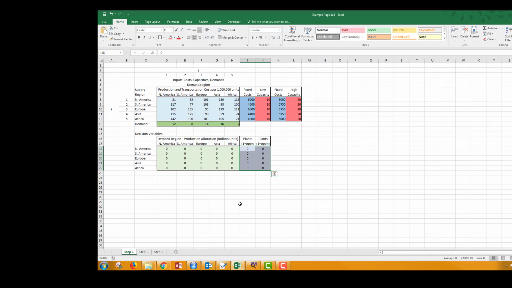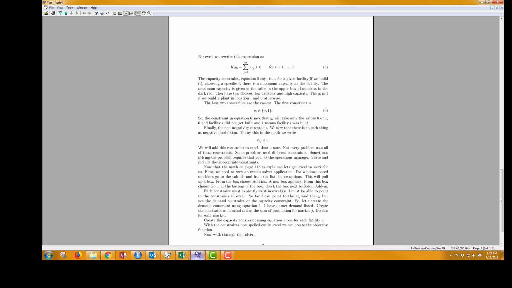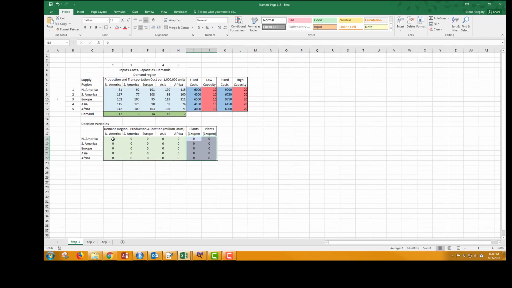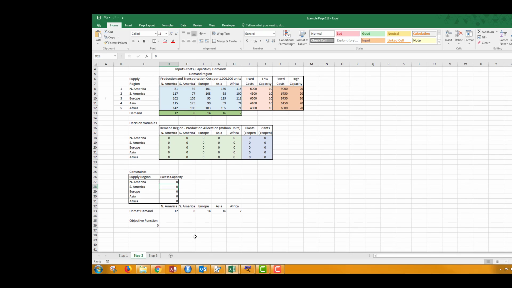Finally, the non-negativity constraints, given over here as x sub ij greater than or equal to 0. We add this constraint to Excel and have done so already right here. There's all of my x sub ij's. I've initialized them at the value of 0. Excel will help us choose those values. So this explains the math on page 118. Let's go and see what we can do about using Excel to solve the math.